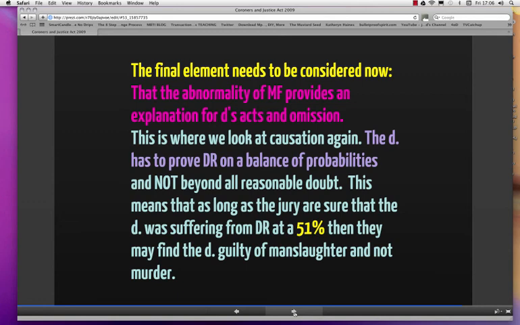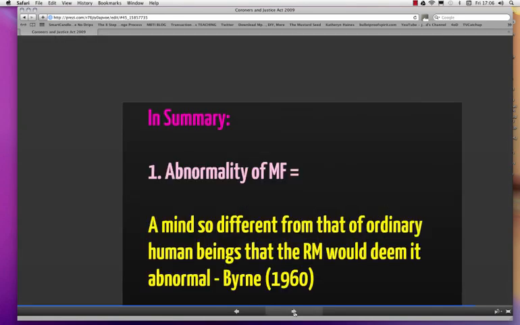So the final element needs to be considered now, that the abnormality of mental functioning provides an explanation for the defendant's acts and omissions. And this is where we look at causation again. The defendant has to prove diminished responsibility on a balance of probabilities and not beyond all reasonable doubt. So it's a civil standard, not a criminal one. This means that as long as the jury are sure that the defendant was suffering from diminished responsibility at a 51%, then they may find the defendant guilty of manslaughter and not murder.